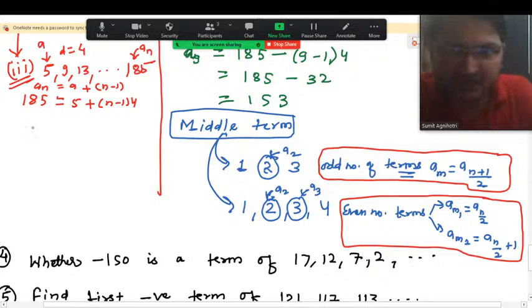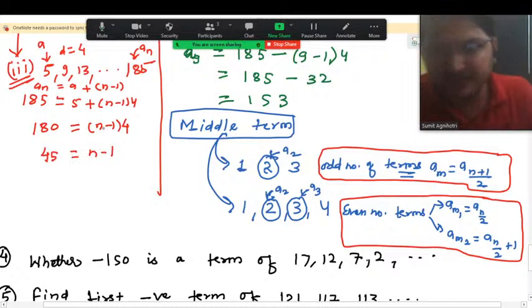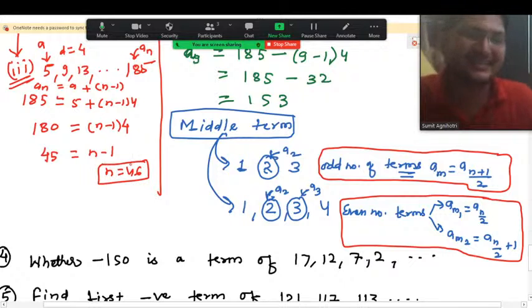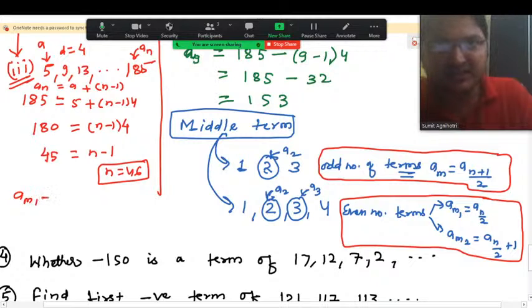First I will subtract 5 from 185, I got 180, but I am left with (n minus 1) multiplied by 4. Now I will divide it by 4, 4 4s are 16, 4 5s are 20, here I got n minus 1. I will just add 1 here, I will get n being 46. That means the total number of terms is 46. If there are 46 terms, there are two terms that are going to be middle terms. The first middle term is n by 2, that is the 23rd term.